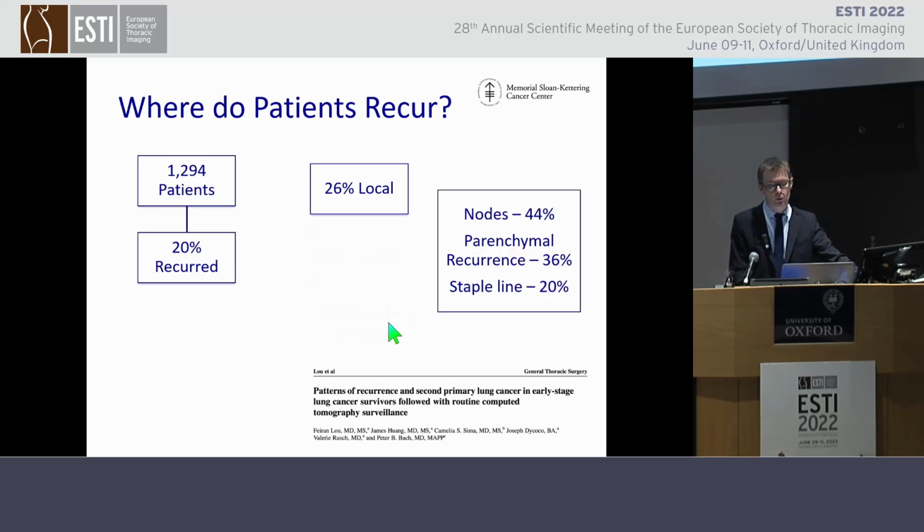And if you look at the local recurrence, nodes are the most common, then parenchymal recurrence, and finally staple line recurrence is the least common. Interestingly, our hospital patients have their surveillance done in peripheral institutions and are referred back to us to assess. And in my experience, staple line recurrence is the most common site that people who aren't experienced with following up lung cancer call recurrence. I'll discuss that in more detail in a few minutes.